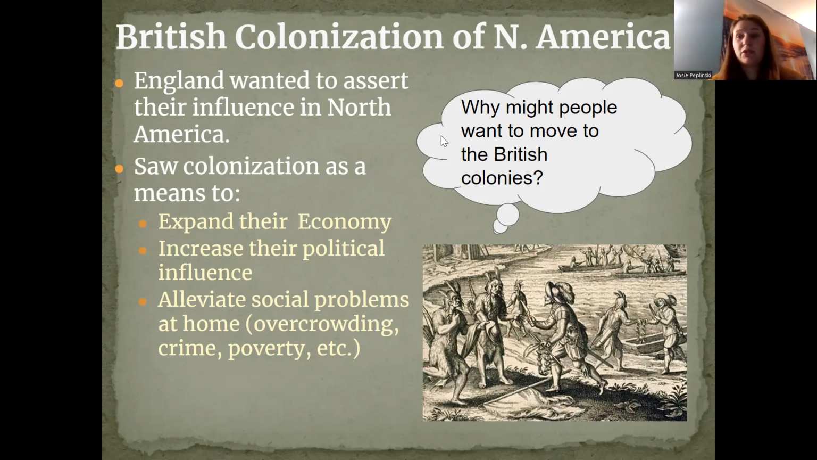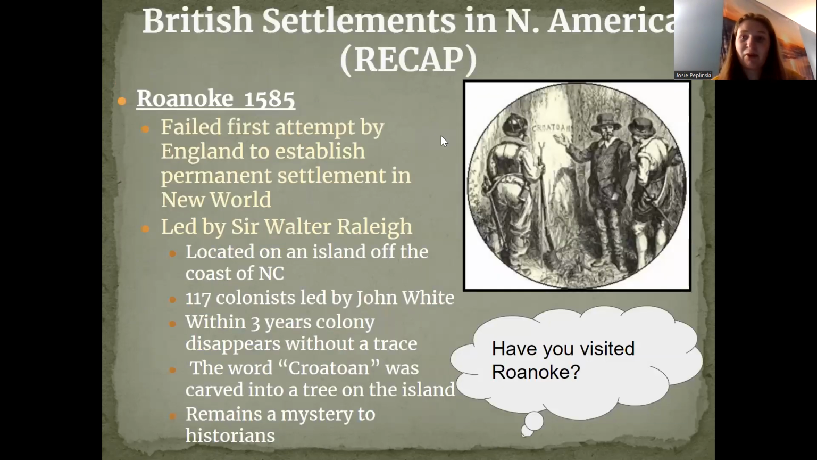Some other reasons that people may be interested in moving to the British colonies might come to mind, such as religious freedom as a motive for people moving away from England to the colonies, or to become rich, to find gold. So one of the first English colonies is Roanoke, which actually is in North Carolina. So this is a failed first attempt for the English to establish colonies. It was led by Sir Walter Raleigh, which is how we get the name of the capital of North Carolina.